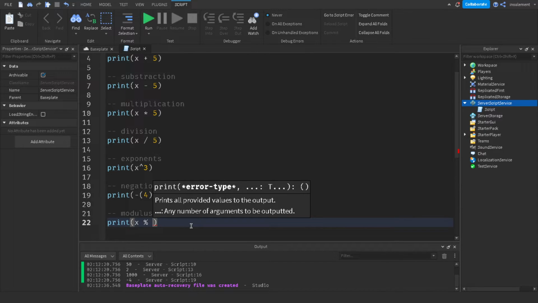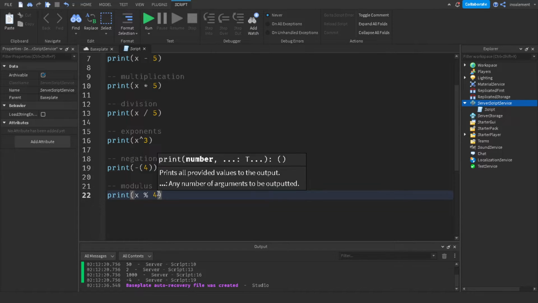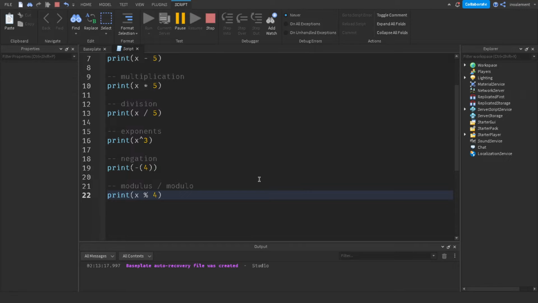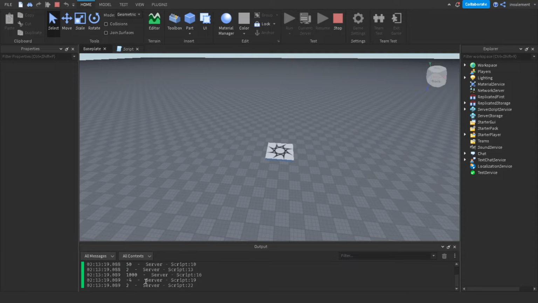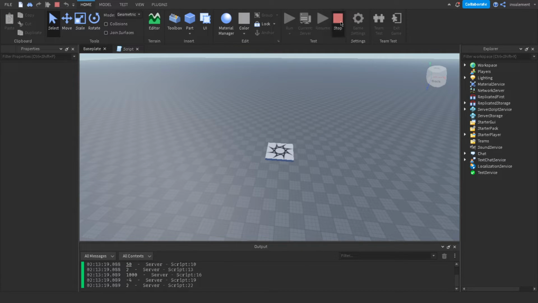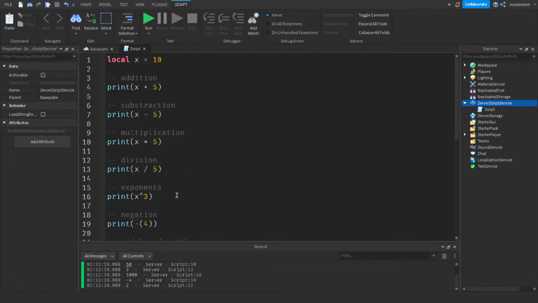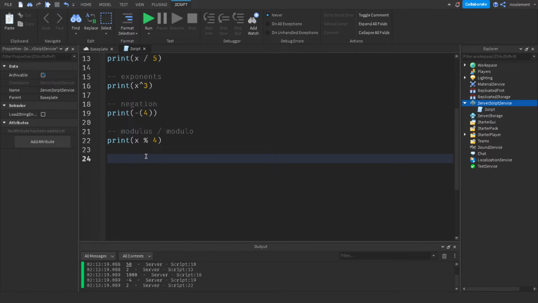So if we were to do 10 modulo 4, that would be 2. It would return 2, because 4 only goes into 10 twice. 4, 8, if we were going one more, it'd be over 10. So we can see that it prints out 2, right? That's pretty much it for arithmetic operators.